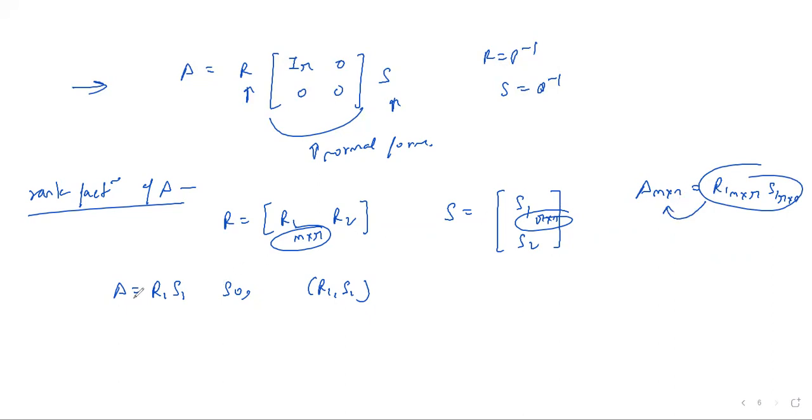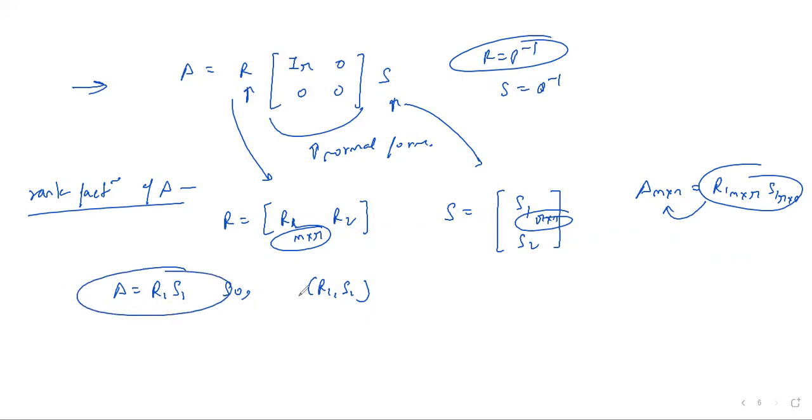So from this, as R is P inverse, if we take R1, which is of order m cross R, and from S we take S1, which is of order R cross n, then we will get our rank factorization of A, which is R1 S1. The matrices R1 S1 are the rank factorization of matrix A. So this is how we can find the rank factorization for a matrix by the normal form.